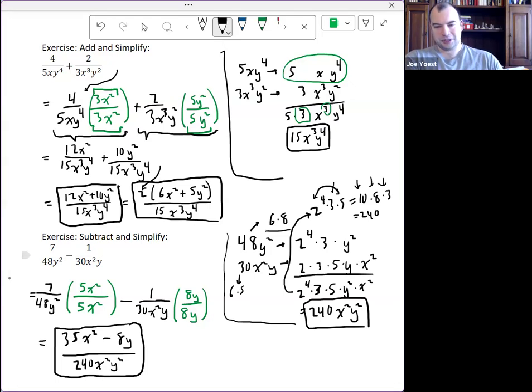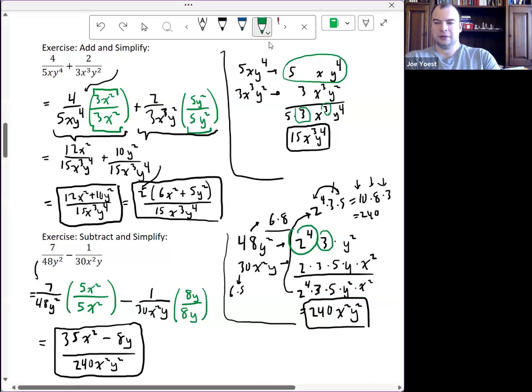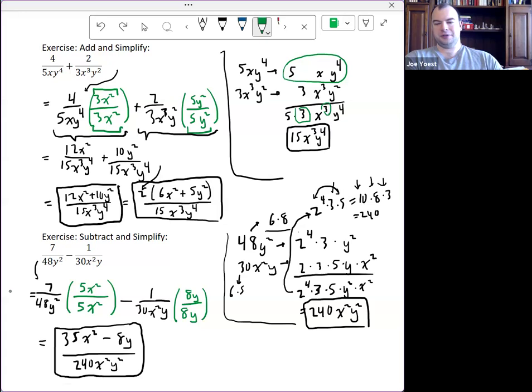Now my first fraction over here, 7 over 48y squared. The 48y squared has 4 factors of 2 and a factor of 3 already. What do I need to pick up? I need to pick up a factor of 5 to make the numbers work out right. And then what about the variables? I have a y squared, but I need an x squared. So I need to multiply this first fraction by 5x squared in the denominator, and then of course in the numerator as well, so I don't change the value.